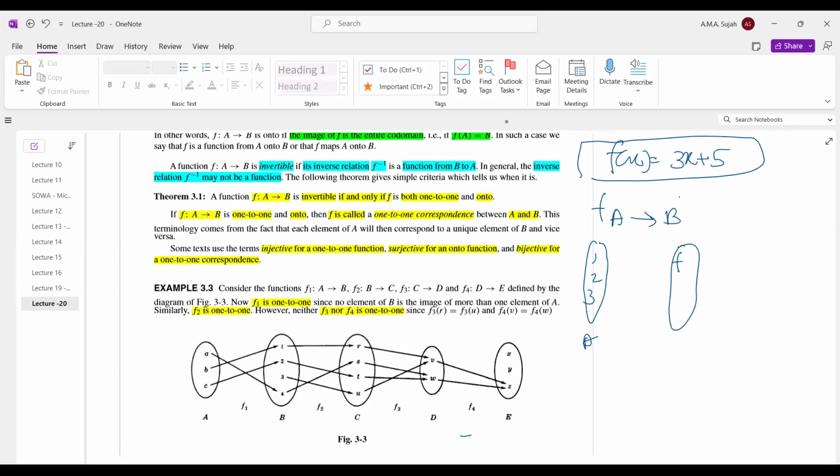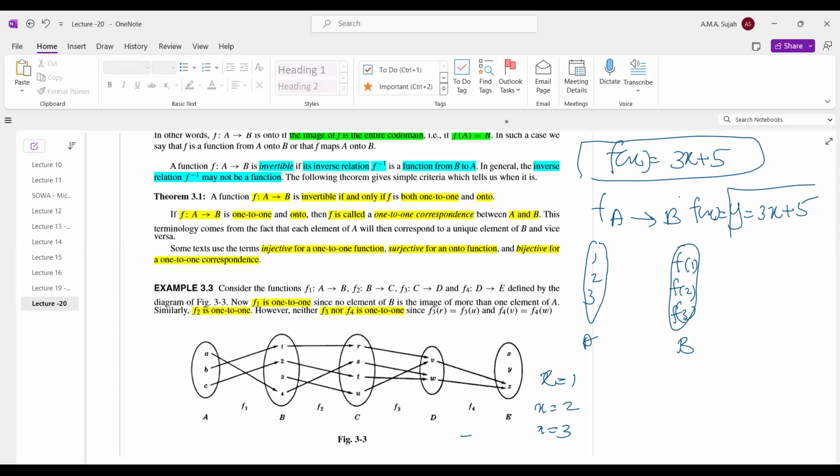So here f of 1, f of 2, f of 3 are the images, and this is B. If I put 1, 2, 3, depending on the value. So I'm putting x is equal to 1, x is equal to 2, x is equal to 3. Depending on that, let's say I'm getting f of 1 is equal to some value, f of 2 is equal to some value, f of 3 is equal to some value. So I'm writing f of x is equal to y, then 3x plus 5.